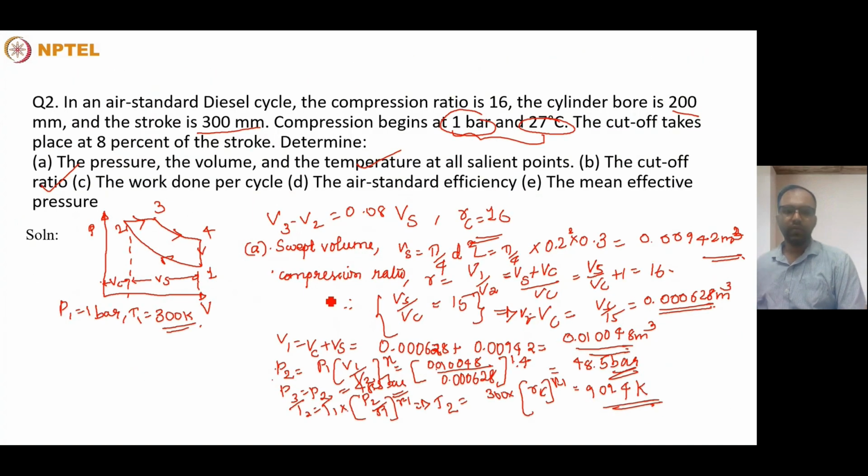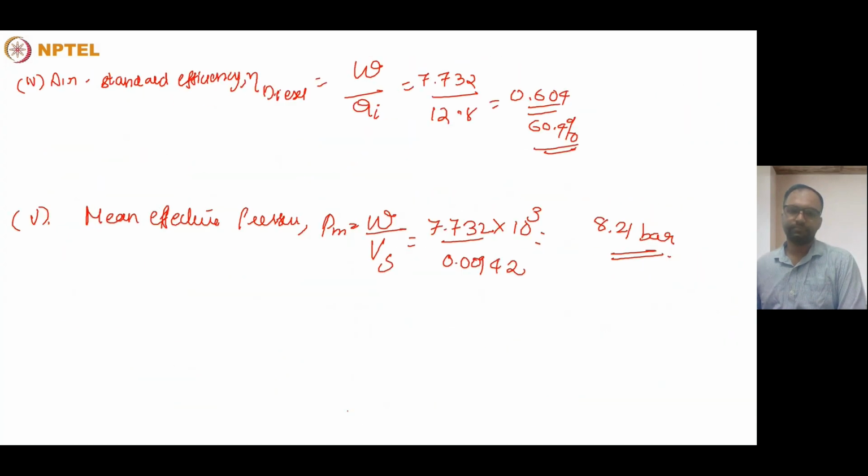So in this particular problem, we have calculated the pressure, temperature, and the volume at all the important points 1, 2, 3, 4. We have calculated the cutoff ratio, that is V3 by V2. We have calculated the work done per cycle, the air standard efficiency, as well as the mean effective pressure.